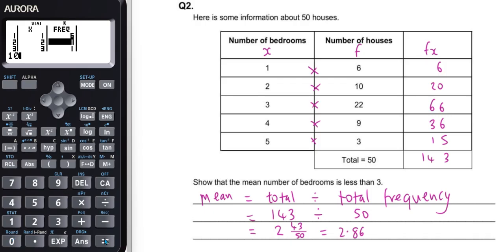10 equals 22 equals 9 equals and 3 and then equals. So let's just double check those are right. So 5 and 3, 4 and 9, going back up, 3 and 22, 2 and 10, 1 and 6.